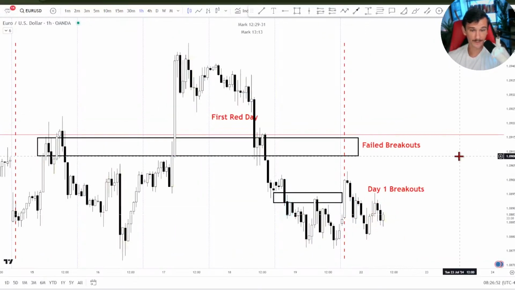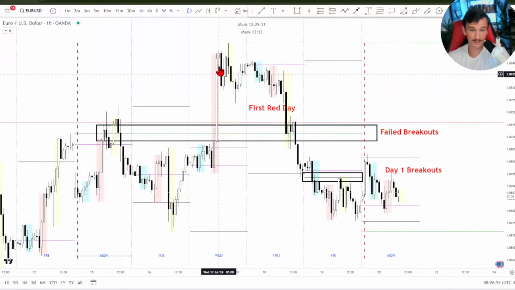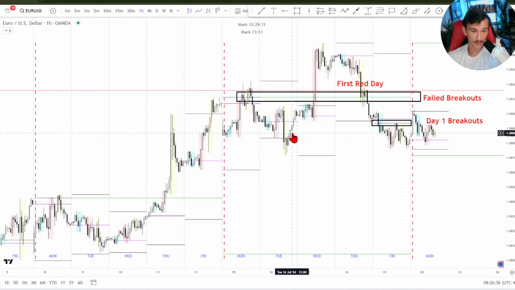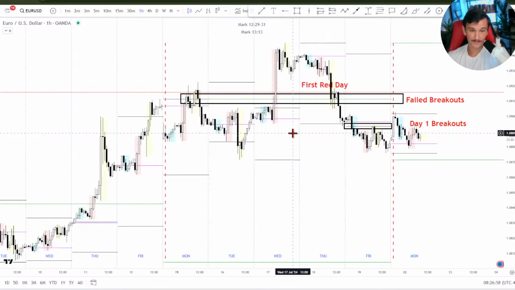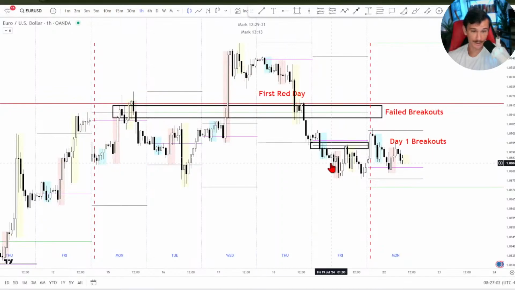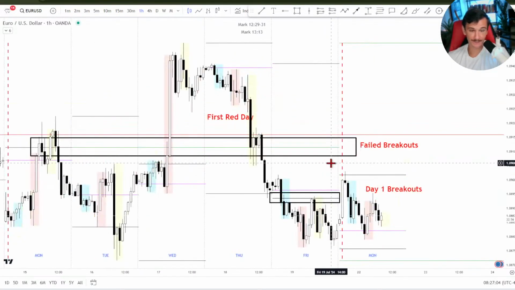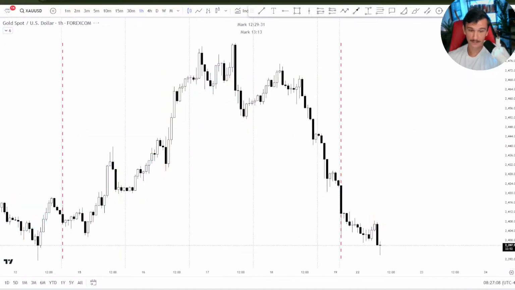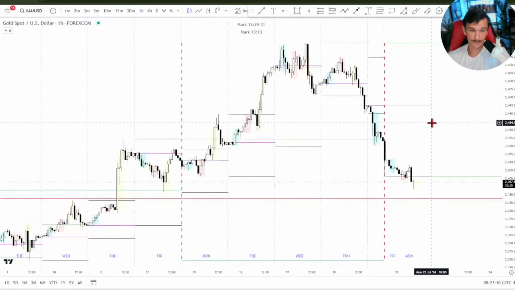Same thing with Euro USD, very similar. First red day, half Batman pattern. Failed breakout at the high of the month. This was also a first red week. And this one is day 1 of breakouts instead of day 2. Right, looking for that sell high opportunity. And that'll do, pig. That'll do.